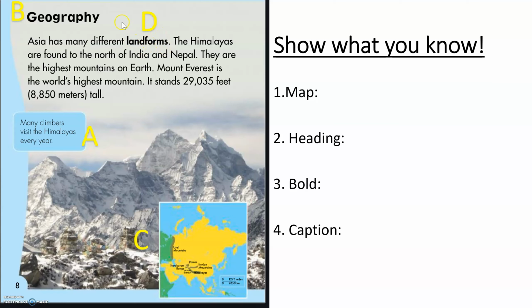Oh, look, this word's in bold. That must mean it's important. The Himalayas are found to the north of India and Nepal. They are the highest mountains on Earth. Mount Everest is the world's highest mountain.